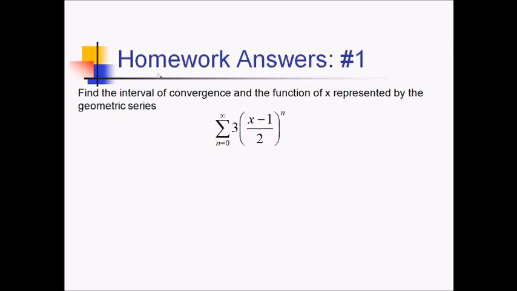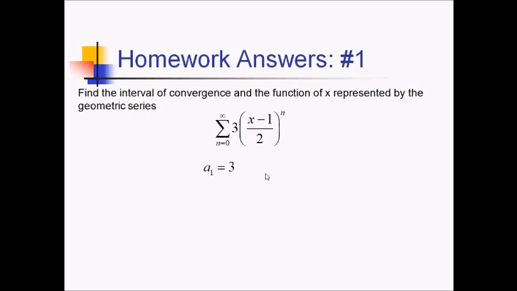On this problem, we're trying to find the interval of convergence and function of x represented by this geometric series. So let's start by getting the a1 and the r values. For a1, the first term, we just plug in 0, the lower limit of summation, for n. 3 times something to the 0 is just going to be 3, so that's our a1 value.